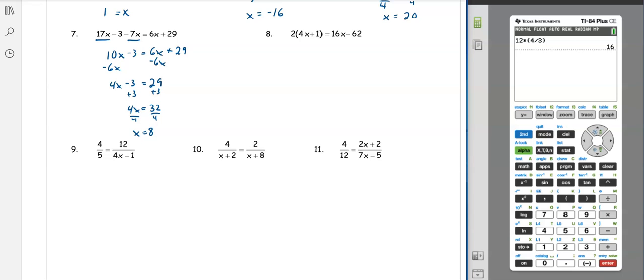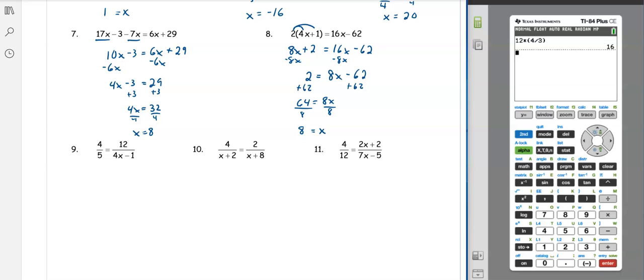In number 8, we have a parenthesis here on the left-hand side, so we're going to distribute the 2. So we get 8x plus 2 is equal to 16x minus 62. 8x is smaller, so we're going to move that to the other side by subtracting. So we get 2 equals 8x minus 62. We can add 62 to both sides. 64 is equal to 8x. When we divide by 8, we get x equals 8.